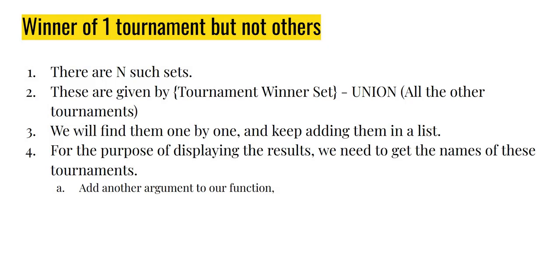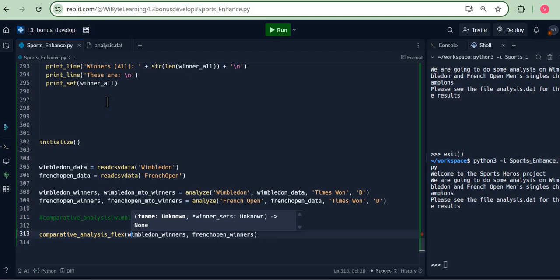Also, for the purpose of displaying the results, I must know what the tournaments are, for example Wimbledon, French Open, and so on. I can do that by adding another argument to my function, and we'll see this in a moment. So I get back to my code over here.